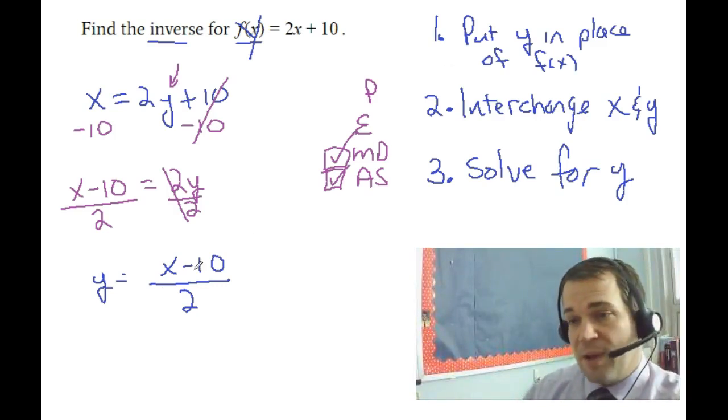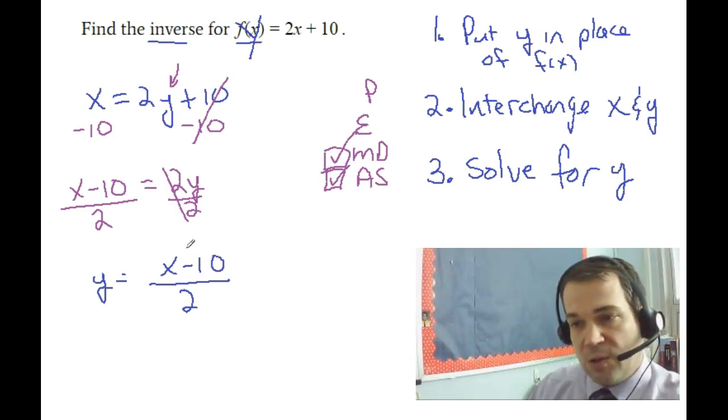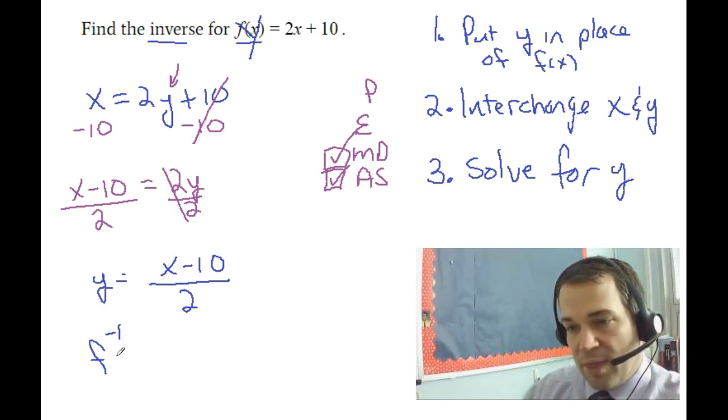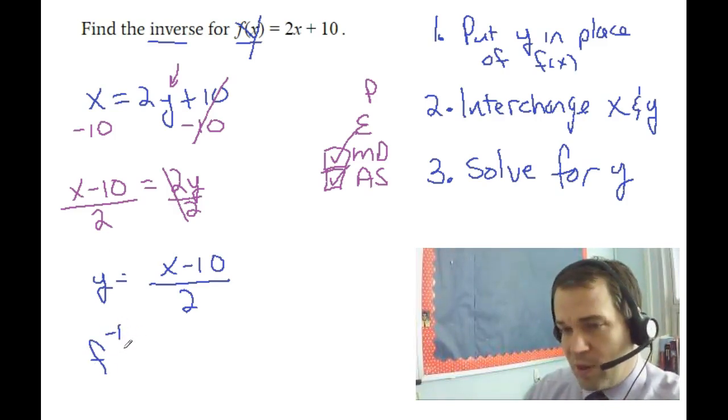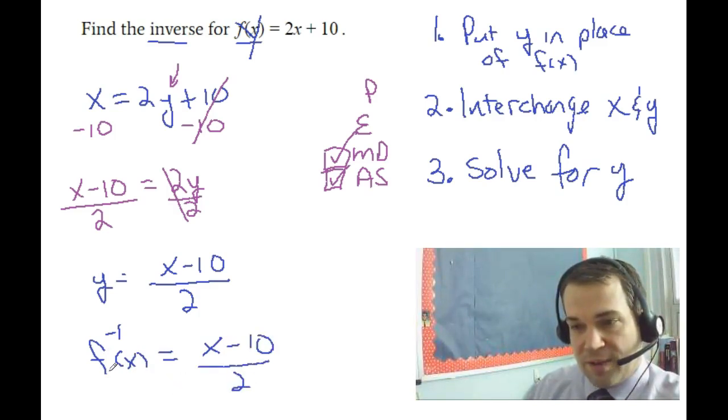Now, as a final step, I do want to communicate that this expression here is supposed to have undone what this one did. This one was called f, so I want to call this one f inverse. That's where this little -1 thing comes in. It looks like an exponent, but this is not a number, so this is not an exponent. It just looks like one. This means the inverse of f is equal to x minus 10 over 2.